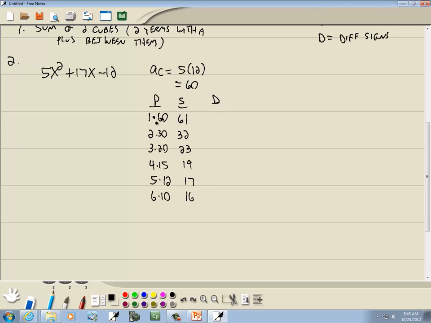And the difference column will subtract them. 60 minus 1 is 59. 30 minus 2 is 28. 20 minus 3 is 17. 15 minus 4 is 11. 12 minus 5 is 7. 10 minus 6 is 4.